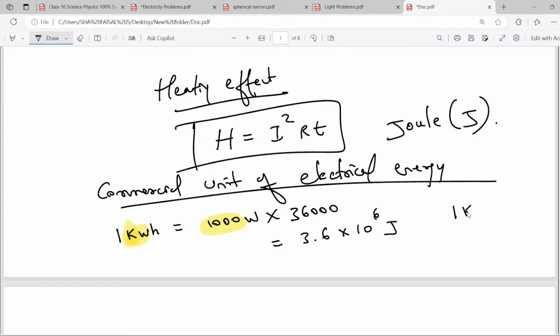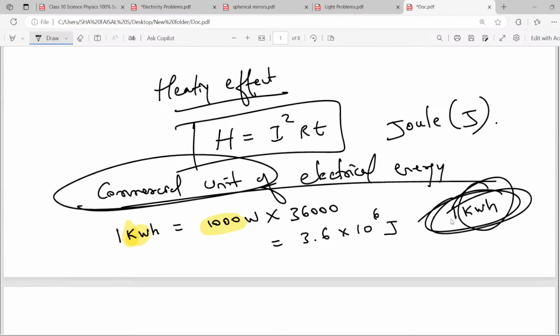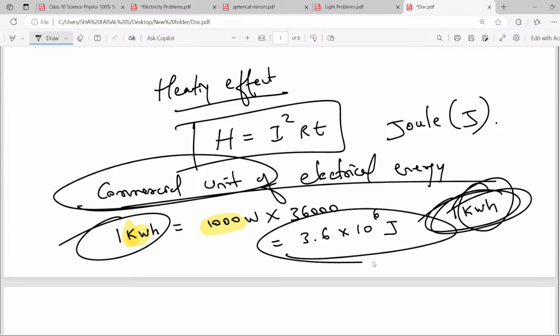So it is denoted in kilowatt hour, kWh. Remember, if they ask you what is the commercial unit of electrical energy, you have to write kWh, kilowatt hour. Kilowatt hour is the commercial unit of electrical energy, and the value of 1 kilowatt hour is 3.6 into 10 to the power 6 joule. Sometimes they may ask the commercial unit; just write kilowatt hour. If they ask the value of 1 kilowatt hour in joule, write 3.6 into 10 to the power 6 joule.